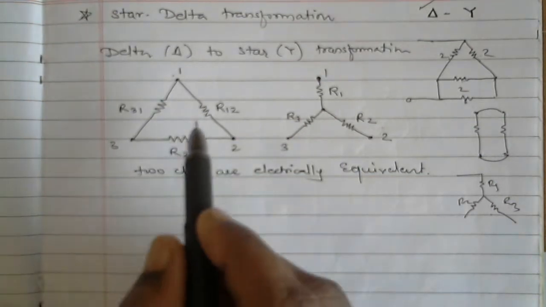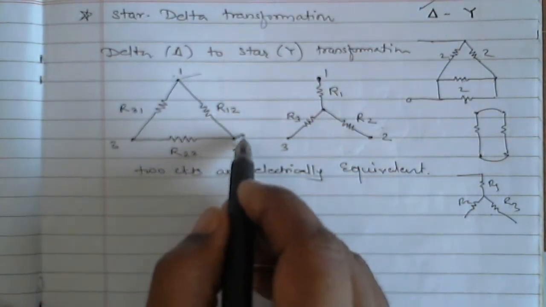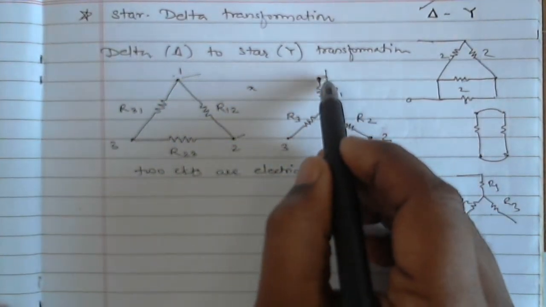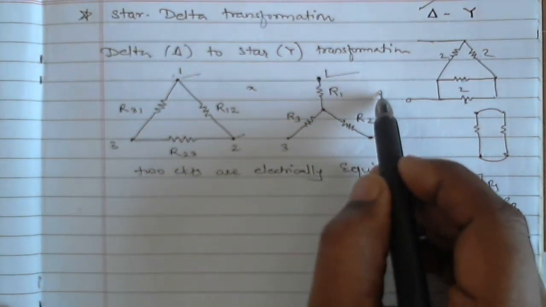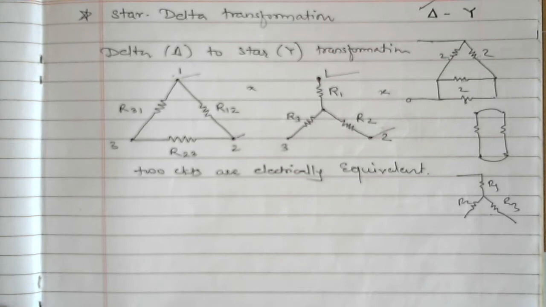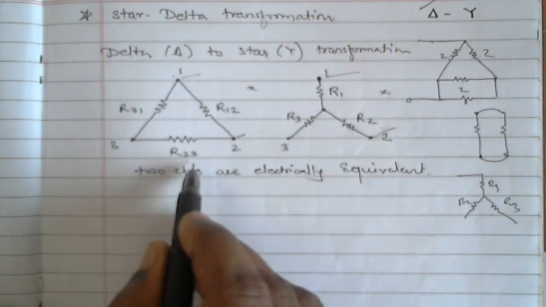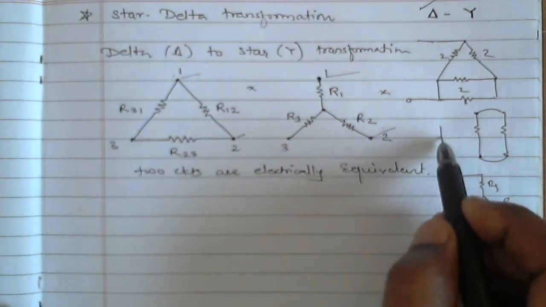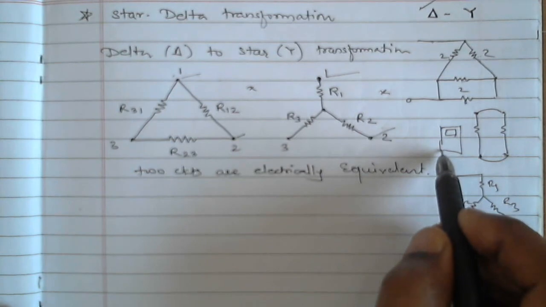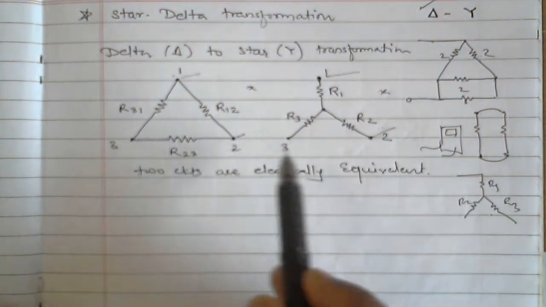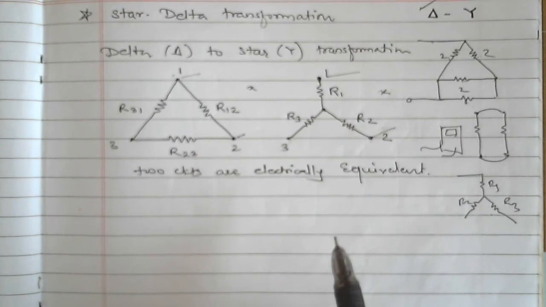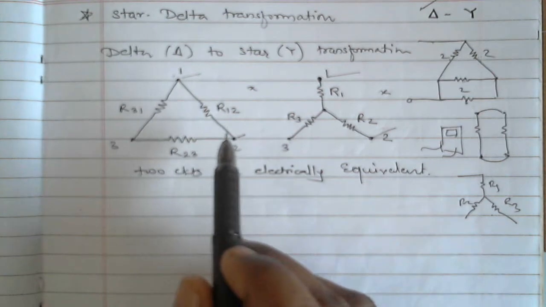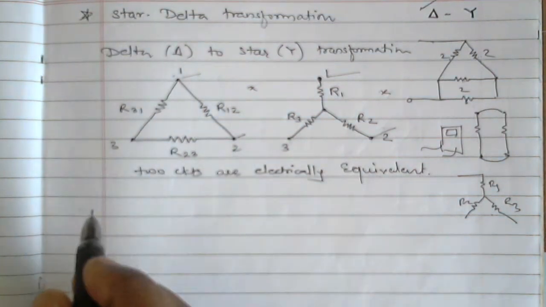Now, what do you mean by electrically equivalent? Electrically equivalent means if I measure resistance between any two terminals, say between 1 and 2, if it is X, then if I measure resistance between 1 and 2 in this particular circuit, that will also be X. If I measure resistance between 2 and 3, if that is Y, and here if I measure between 2 and 3 using a meter, that is also Y. That is called electrically equivalent, whatever its structure will be. Okay, so let's start.